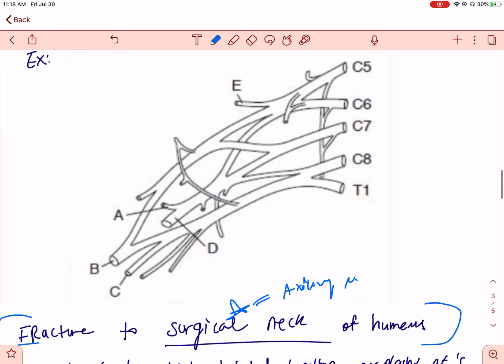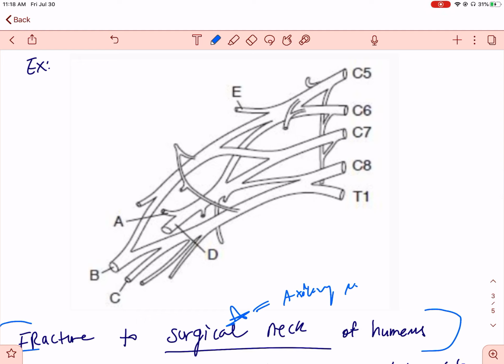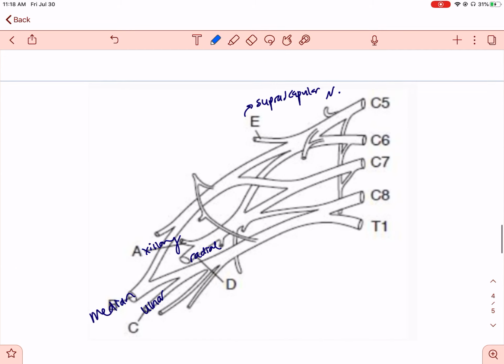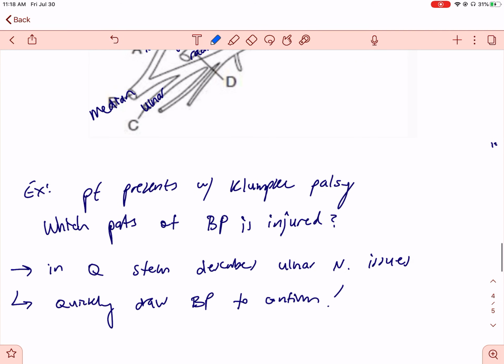A good thing is to remember that C5, C6 is the area where the axillary nerve is. Knowing that the axillary nerve is in the posterior cord, which is right here, it would be this side, not this side, because this nerve is closer to the C8, T1, which is the radial nerve. And this one would be the axillary nerve, so the answer would be A. And what about the other nerves here? You have the suprascapular nerve for E, and you have median nerve and ulnar nerve here, just for completeness.